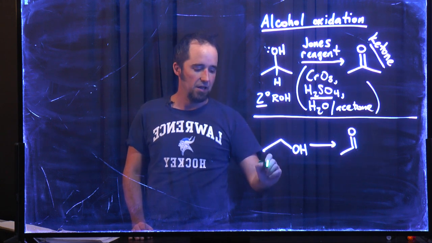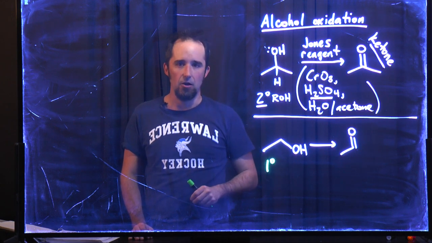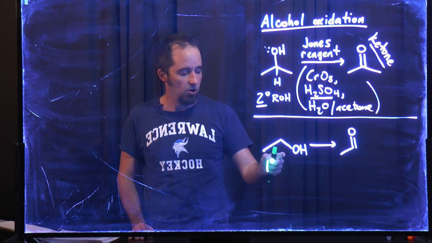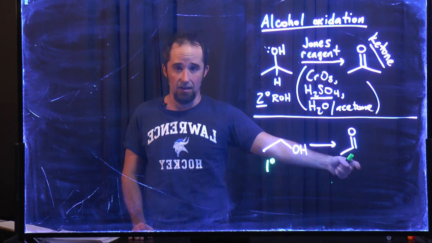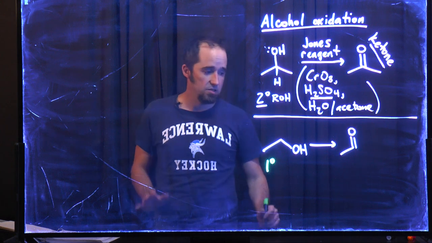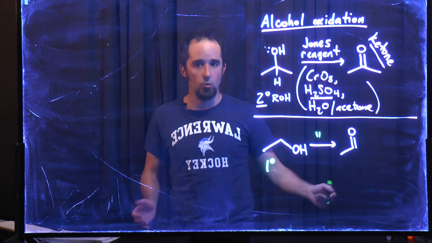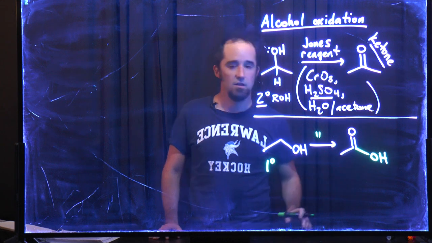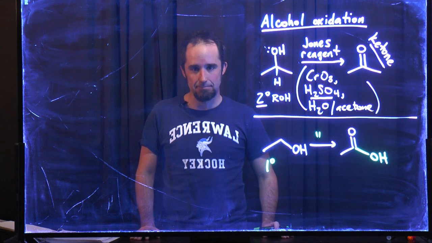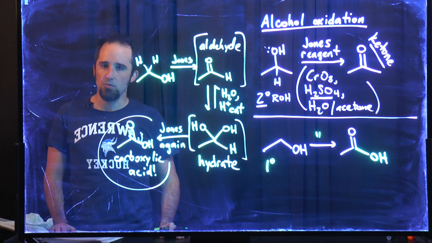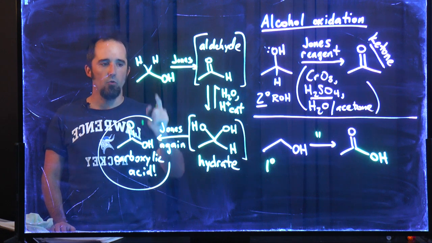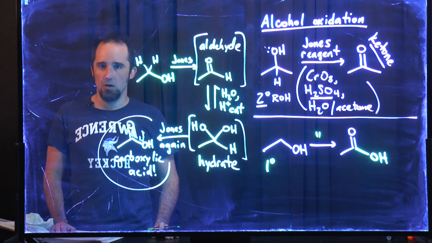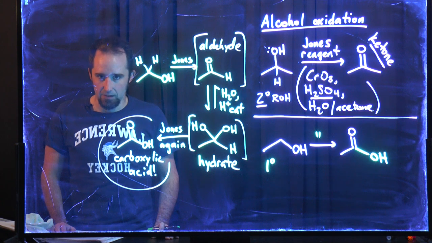Now, what about a primary alcohol? You might hope that this would oxidize an alcohol directly to an aldehyde, but it turns out it won't. So if I treat a primary alcohol with Jones reagent, I actually get a carboxylic acid. Why doesn't the Jones reaction work for primary alcohols? It does work. It works all too well.